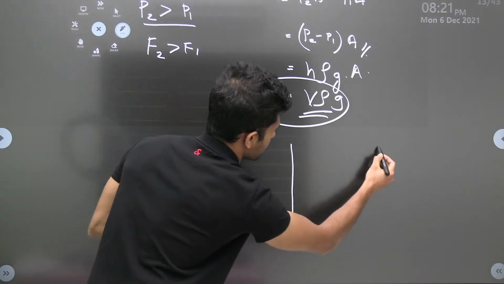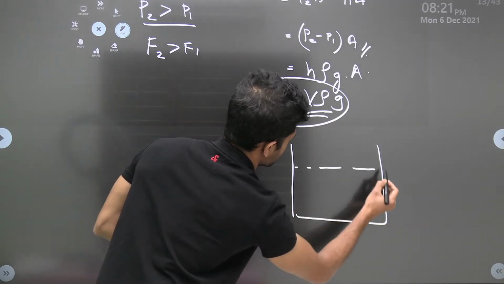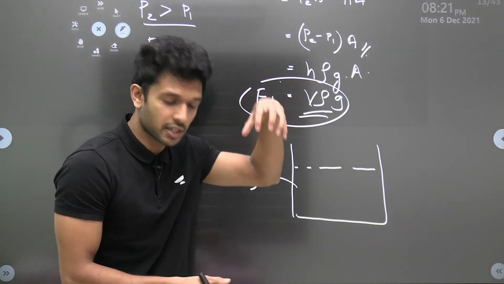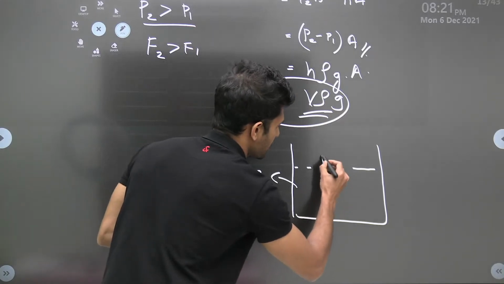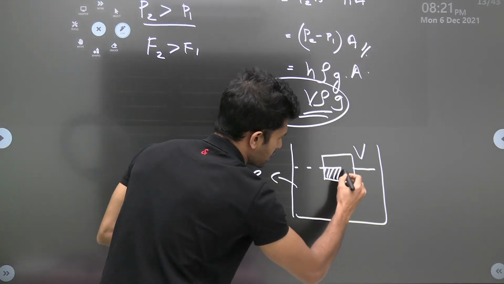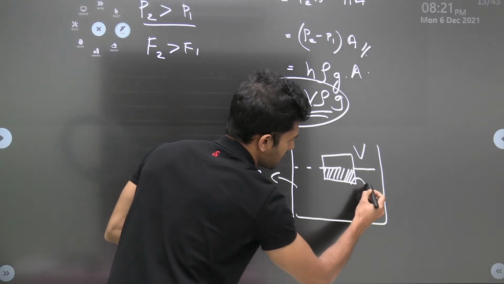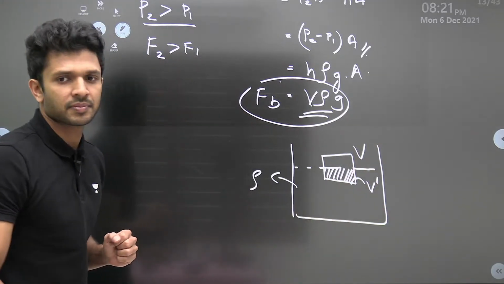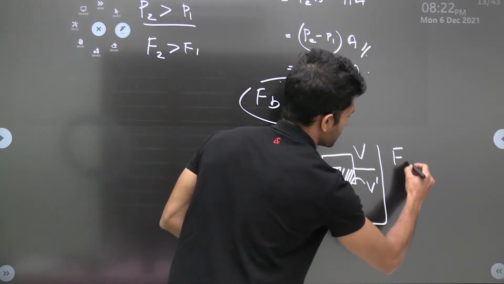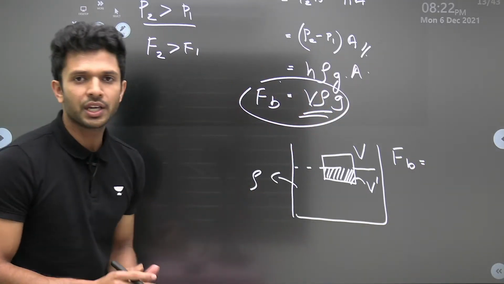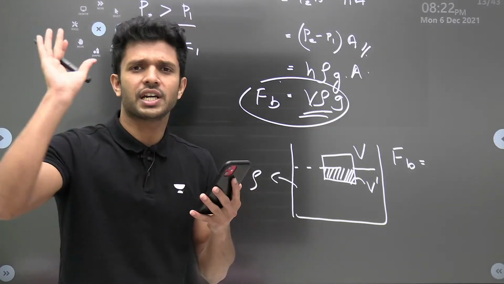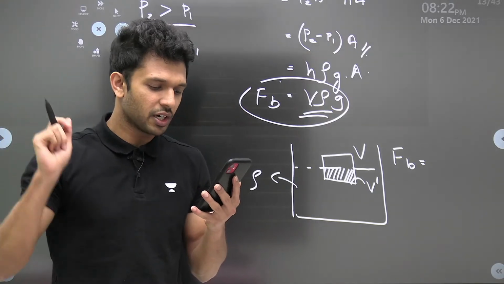Now, let us take a beaker. There is some liquid of density rho. In this case, I am not going to immerse the cube completely. I am going to partially immerse it. The total volume is V, but the volume of the cube that is immersed inside the fluid is V dash. You only tell me, what will be the formula for buoyant force in this case? Is it V rho g or V dash rho g? I'm going to look into the chat box.